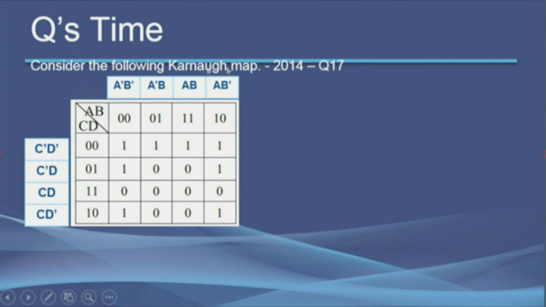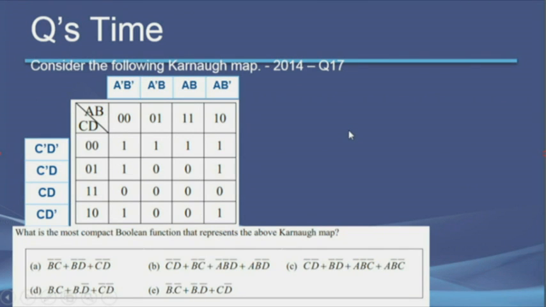Okay, consider the following Karnaugh map. This is 2014 question number 17. What is the most compact Boolean function that represents the above Karnaugh map? You have to come up with the most compact Boolean function. As you know, in the classroom you have done these exercises many times. You have to group all ones because all the answers are sum of products or SOPs. Therefore, we have to group ones, not zeros but ones.